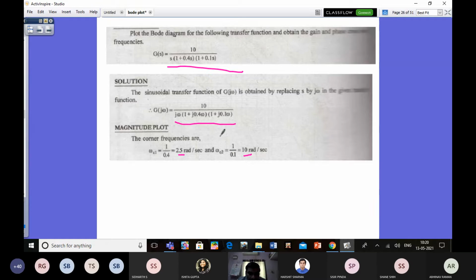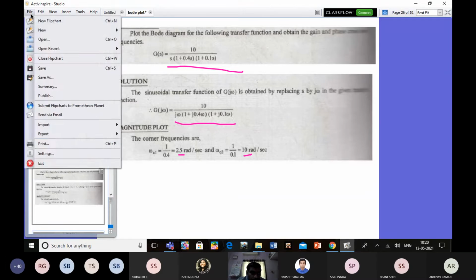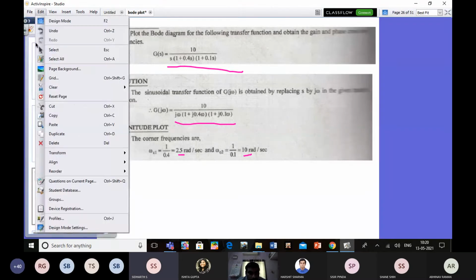If they are not in ascending order, you can make them in ascending order. So what are the frequencies we have? 2.5 and 10. Okay. One minute, I will make a new slide.